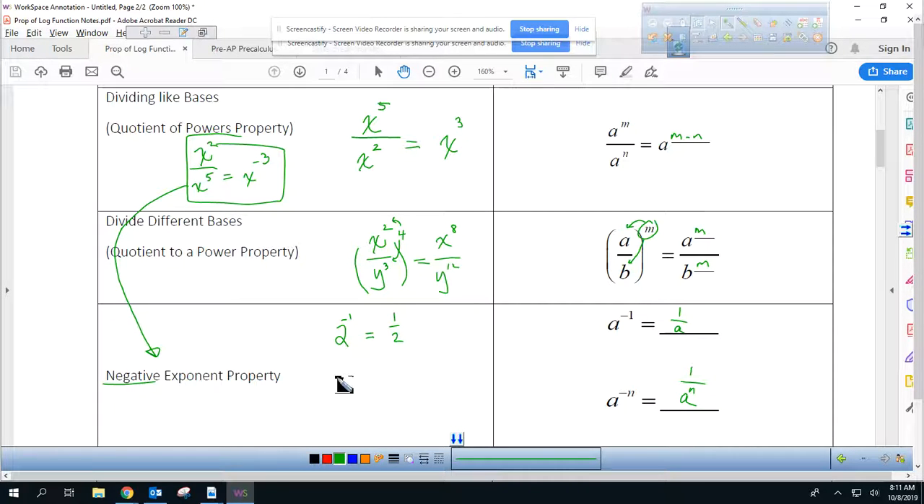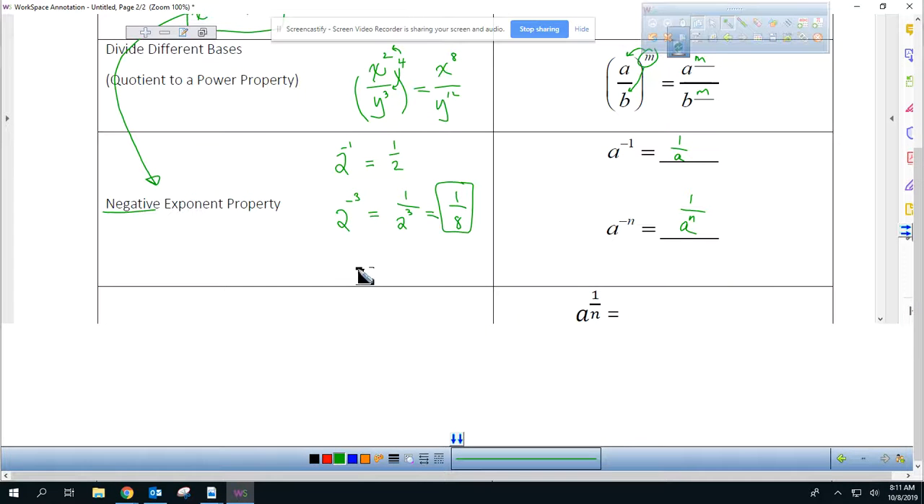Okay, so over here, let's say I had 2 to the negative 3 power. Well, that means it's 1 over 2 to the 3rd power. And if we wanted to go further, 2 to the 3rd power means 2 times 2 times 2, which means this answer is 1 over 8. Those are some examples there for you.